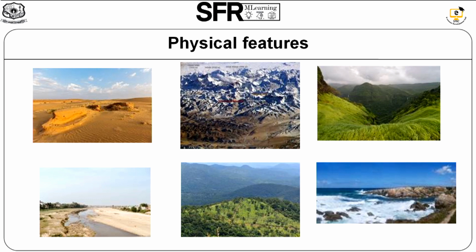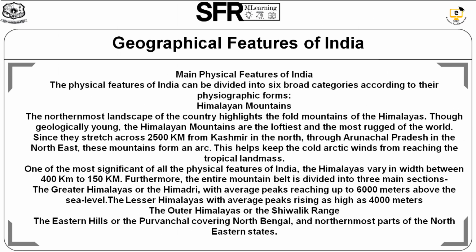The main physical features of India are classified into six broad categories according to their physiographic forms. First of all is the Himalayan mountains. The northernmost landscape of the country highlights the fold mountains of the Himalayas. Though geologically young, the Himalayan mountains are the loftiest and the most rugged part of the world, since they stretch across 2500 km from Kashmir in the north through Arunachal Pradesh in the northeast. These mountains form an arc-like structure, and this keeps the cold Arctic winds from reaching the tropical landmass.